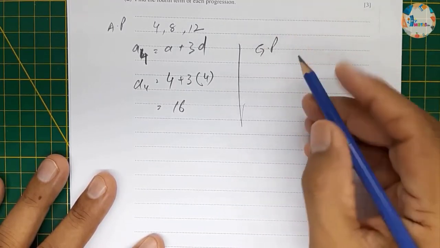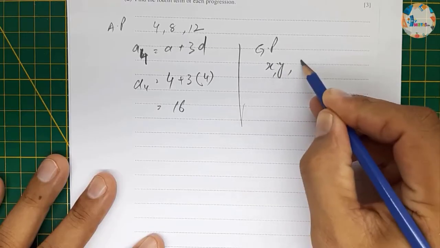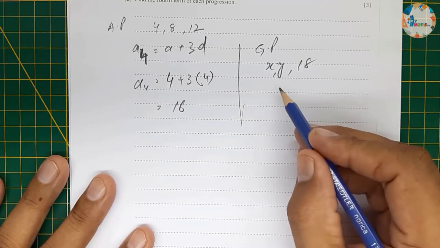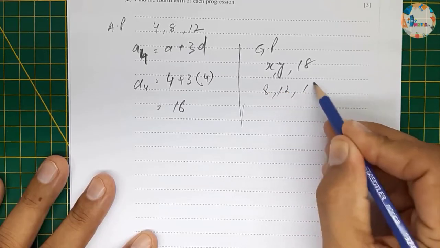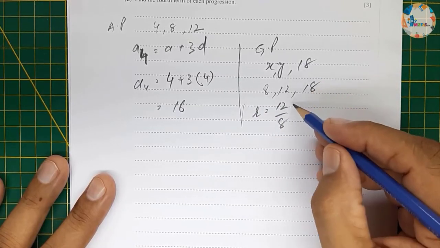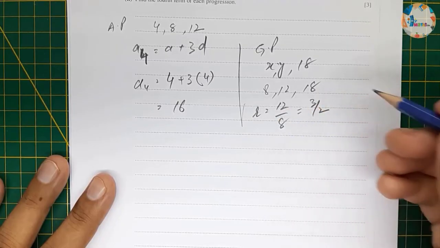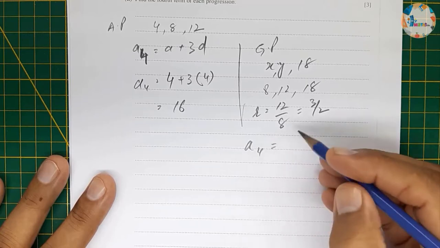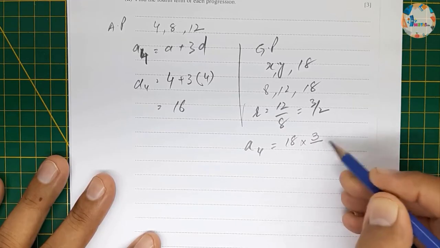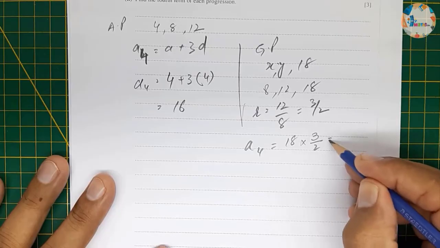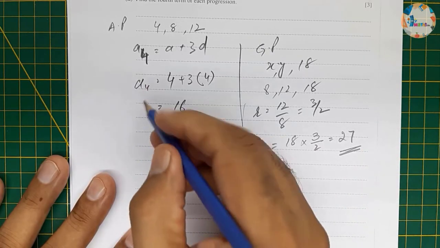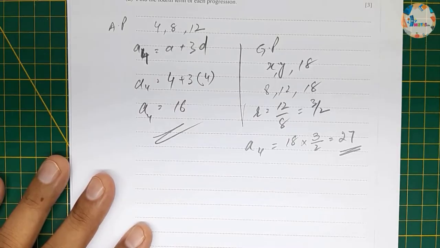Now the GP will be x, y and 18. These are the three terms, and we found these as 8, 12 and 18. R will be equal to 12 over 8, which is equal to 3 by 2. So if R is equal to 3 by 2, we can write a4 in case of GP. This will be 18, which is the third term, into the common ratio, which is 3 by 2. So this will be 9, 9 into 3 will be 27. So a4 will be 27 in case of GP, and in case of AP, a4 will be equal to 16. Hopefully you understood this.